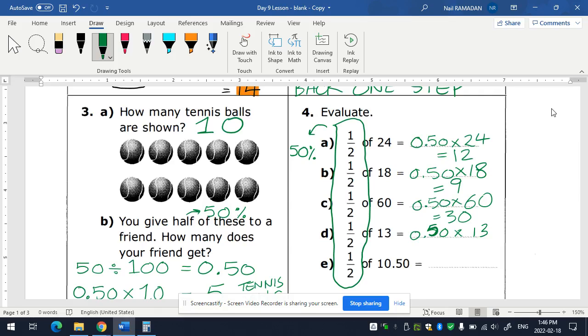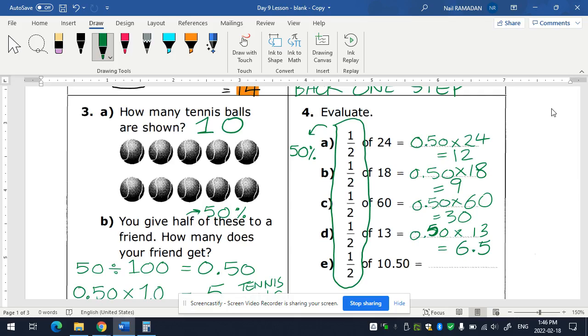Half of 18 is 9. Half of 60 is 30. Half of 13, if you're going to give $13 to 2 people, guess what? You're not just going to give them $6, you're also going to have to break down the last dollar in between them. So that actually is equal to 6.5 or 6.50, depending if you want to show the zero or not.